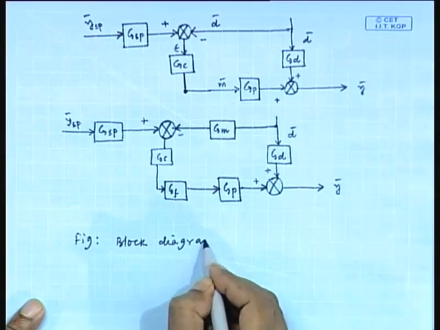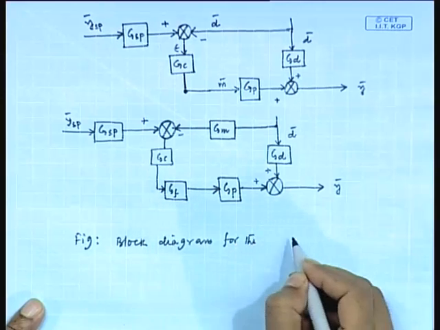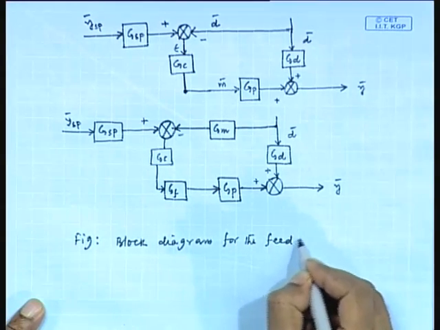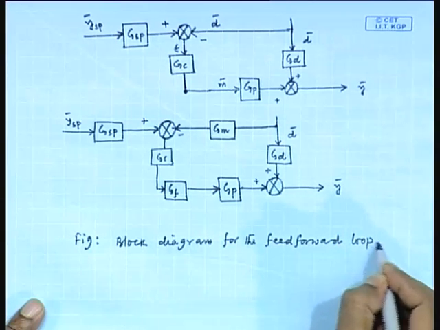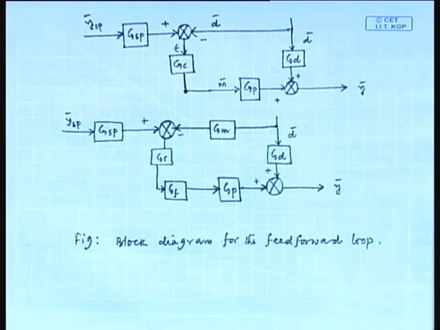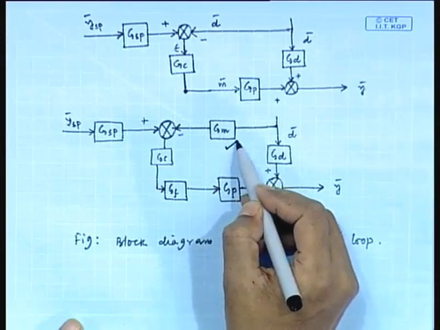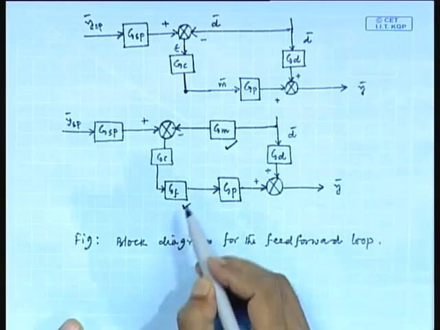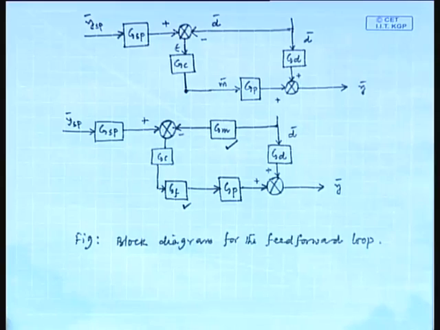Block diagram for the feed forward loop. Fine. We have just included here one measuring device and final control element. Now, we will note down few important points on this feed forward control scheme.